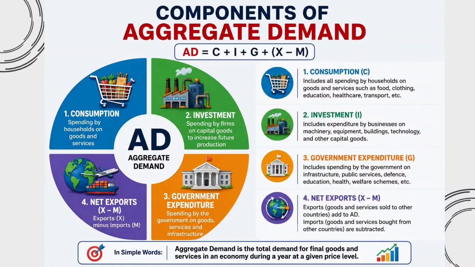Third is government expenditure. The government spends money on roads, bridges, schools, hospitals, defense, and public services. The fourth one is net export, X minus M. That is, exports are added to demand because foreigners buy our goods, while imports are deducted because these are produced in another country. If you remember, this is very similar to the expenditure method of calculating national income. So when we add all four components together, we get aggregate demand. The formula is AD = C + I + G + (X - M).